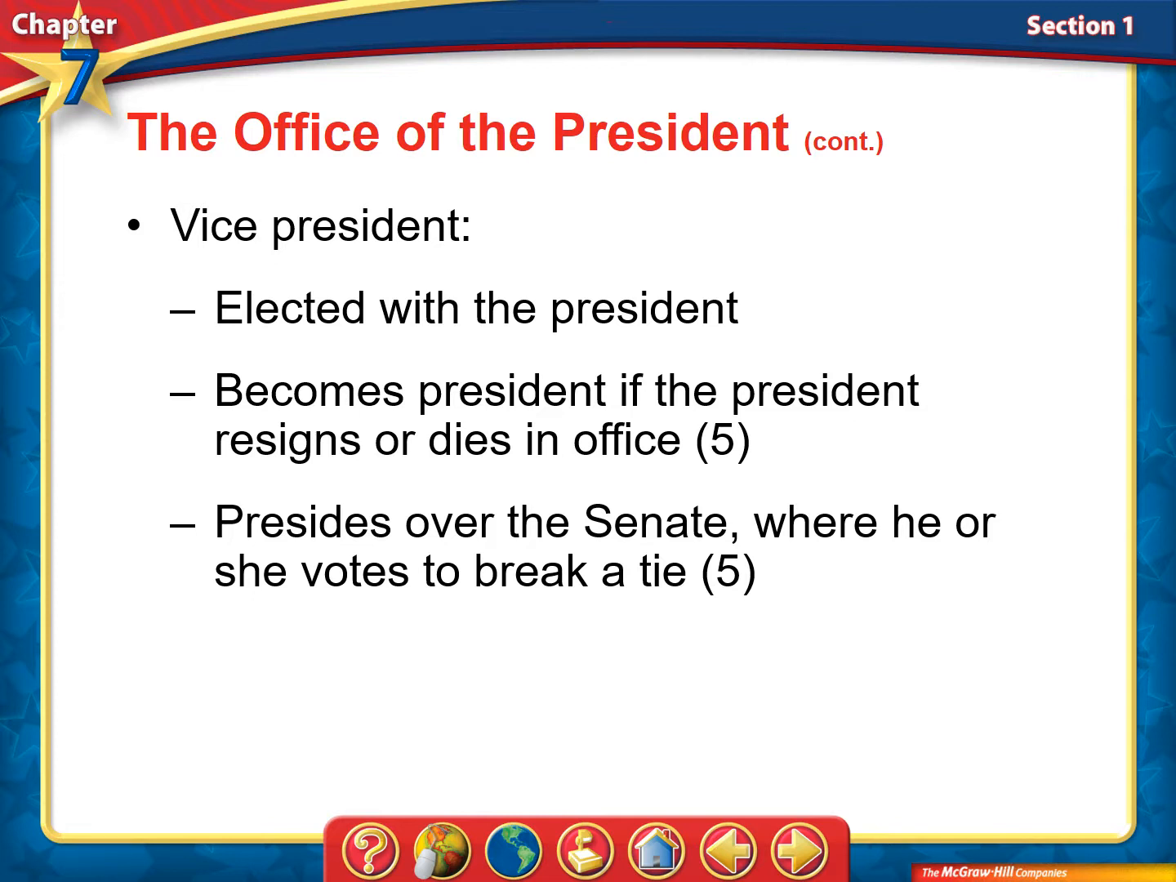Now, the president also presides over the Senate, where he or she votes to break a tie, if there were to be a tie. Because there are, no matter what the population is, only 2 U.S. senators, period. Only 2 U.S. senators in each state. And that means that, run the numbers, there can be a tie.